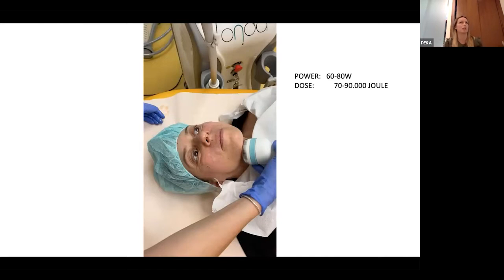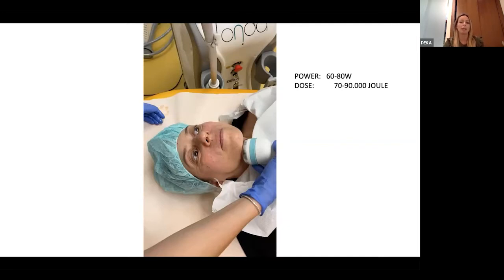For example, just yesterday, I treated a patient with a lot of fat in the double chin area. So I decided to add some more energy at the end of the treatment. At the beginning, I put 80,000 joule, but at the end, I decided to increase 20,000 more. So I gave her 100,000 joule, because she had enough fat.